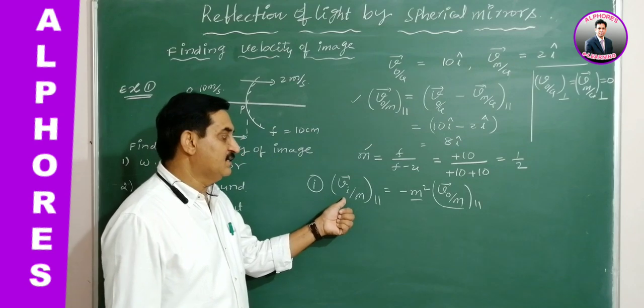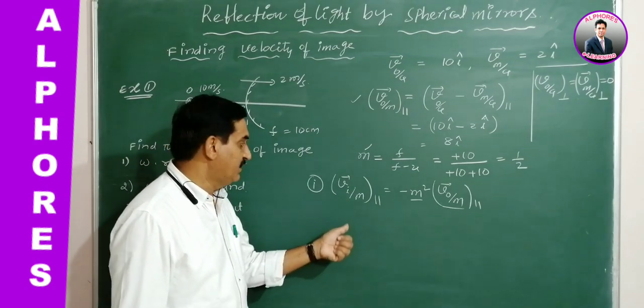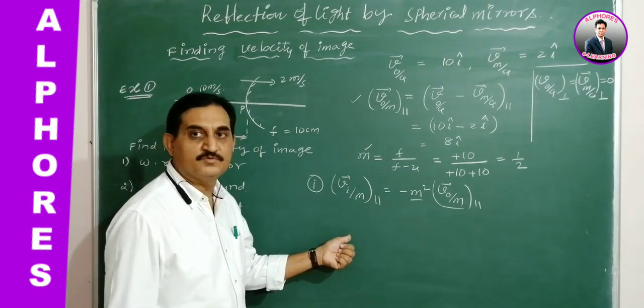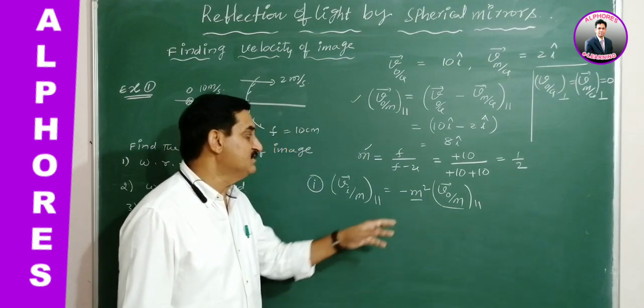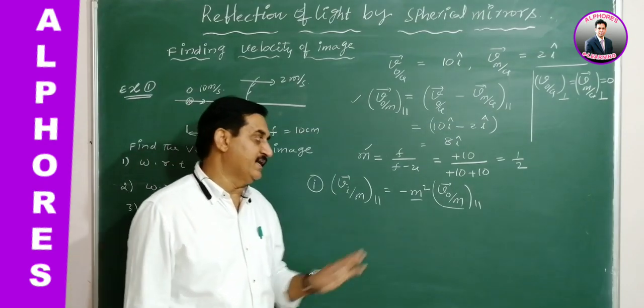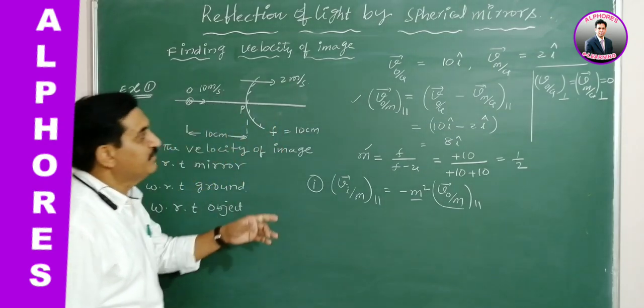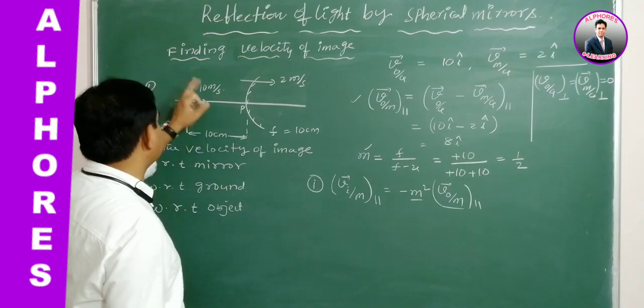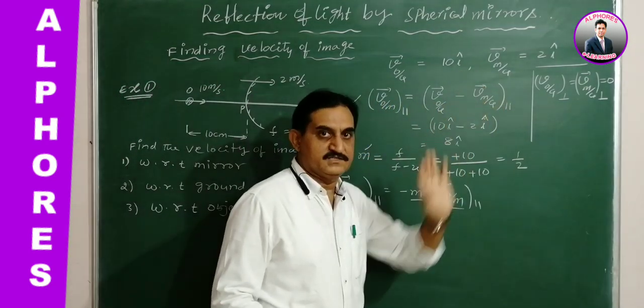So this is along the principal axis velocity component, and the perpendicular component is also to be developed, where the formula is m into velocity of object with respect to mirror in the perpendicular direction. Okay, so that is a different way. Here there is no need to find that, because in the perpendicular direction there are no velocities.